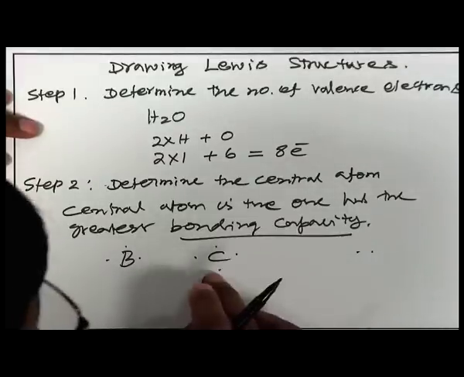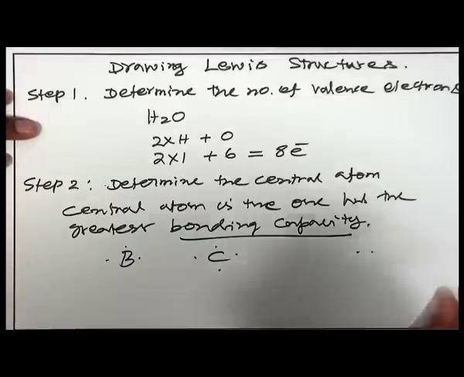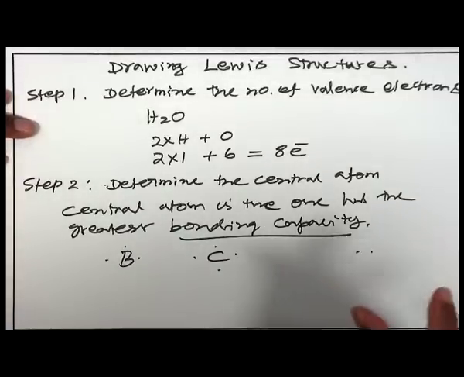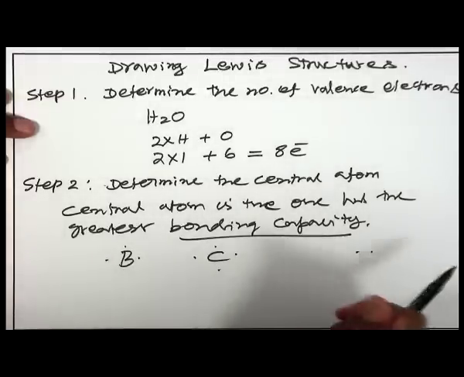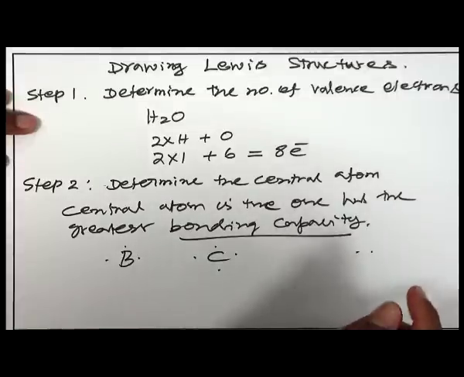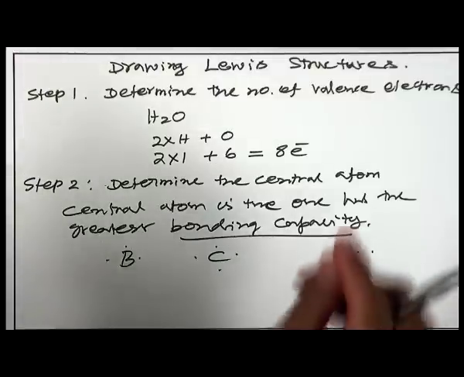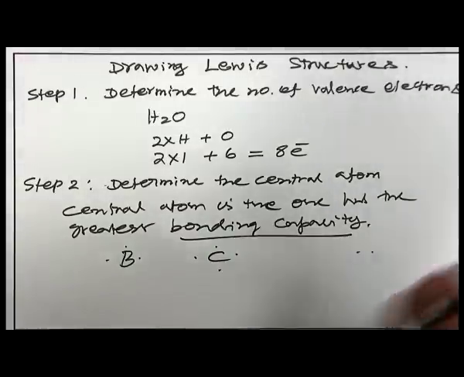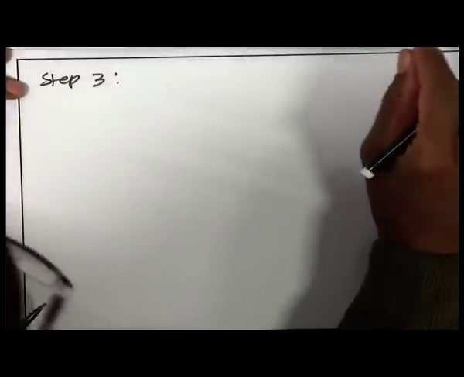So carbon has the highest. Bonding capacity refers to the number of unpaired electrons present on the atom. The higher the number of unpaired electrons, the higher the bonding capacity. Compared to boron, carbon has the highest bonding capacity. Or you can also choose the central atom based on electronegativity. The less electronegative element is usually the central atom. Now we know the number of valence electrons, and we know what a central atom is.